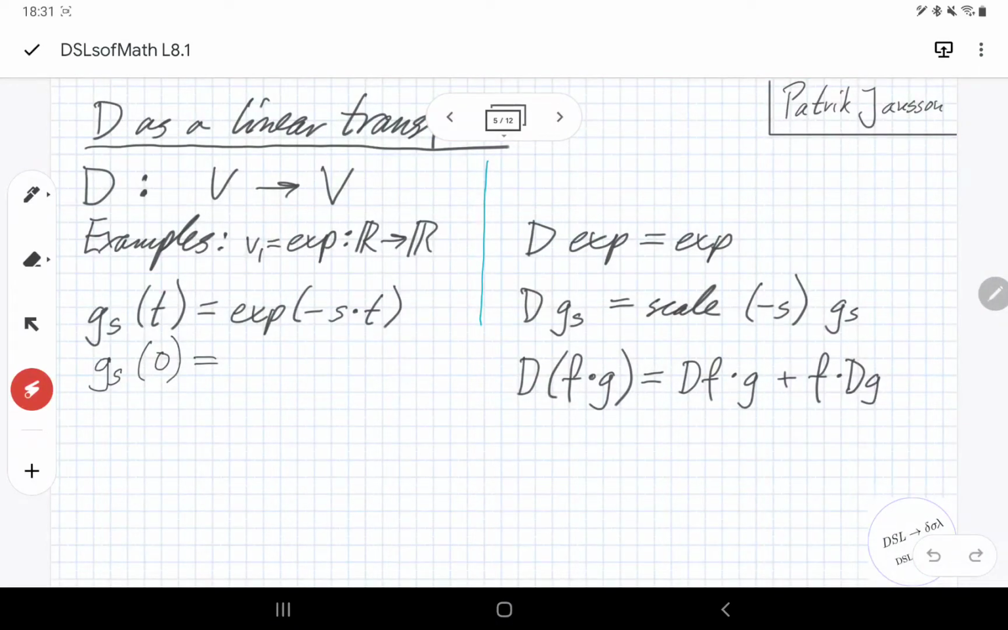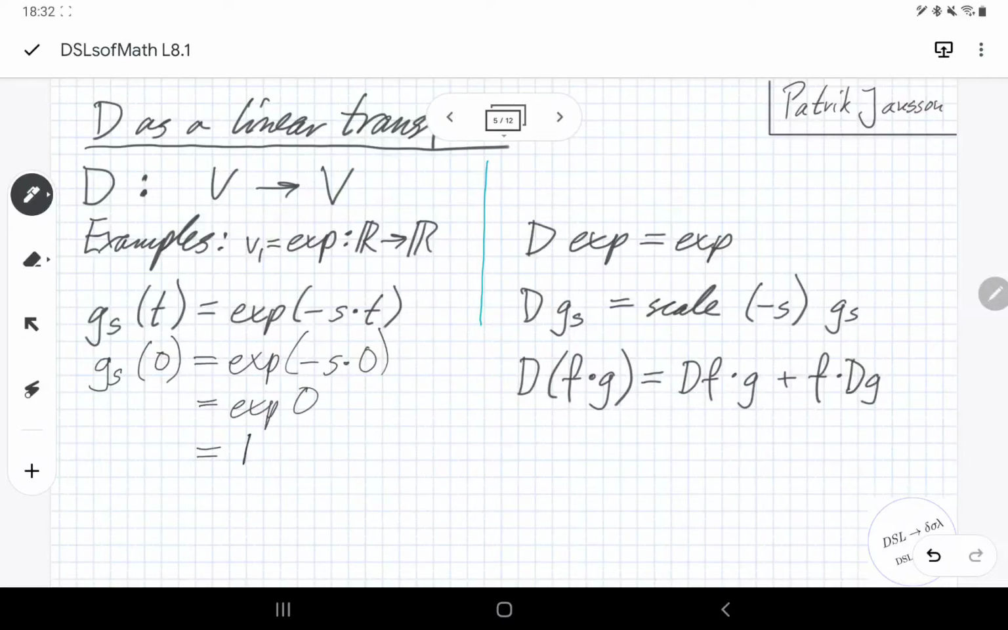Okay, so one more thing. We need to prepare ourselves for some computation later, and you've seen in lots of cases we've used what the derivative of a function is and what its value is at 0. So what is the value of gs at 0? This is just exp of minus s times 0, which is exp of 0, which is 1. So at 0, all the gs functions for every s are just 1, and then s determines how quickly they decay from 1.